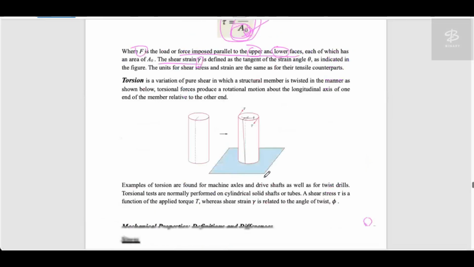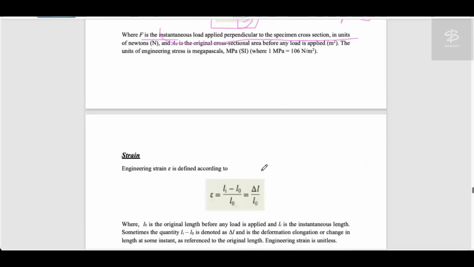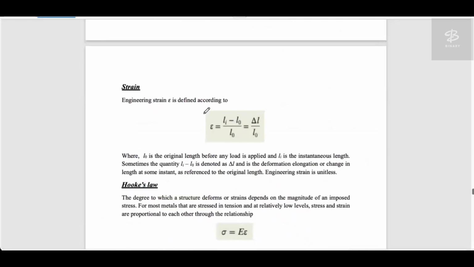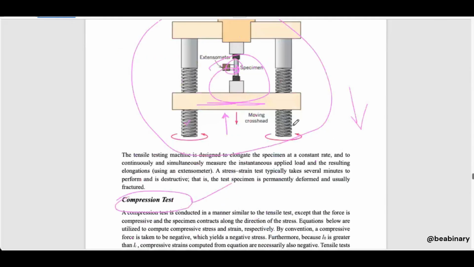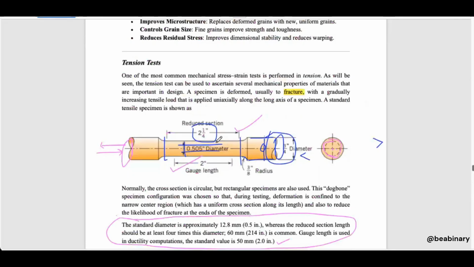So now we come to the strain. Okay, so if we talk about the strain, what is a strain? Strain is just a change in length upon original length. Before taking the test, you have your gauge length. Gauge length means the L0. L0 means this gauge length. See here, this particular length is known as your gauge length, and that is your L0, L original.